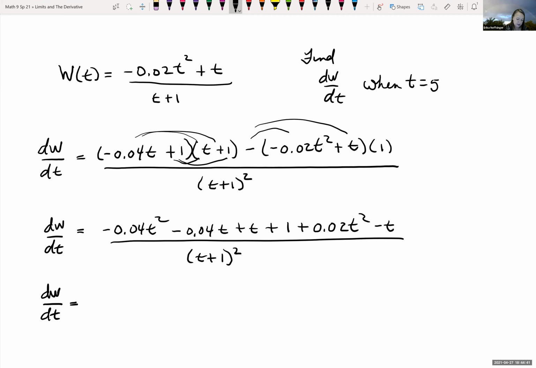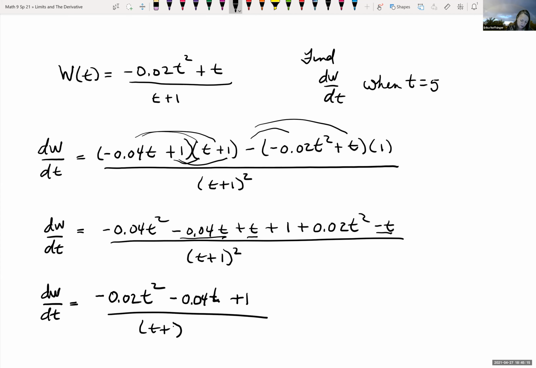So combining like terms, I have a negative 0.04 T squared plus a 0.02 T squared. So that's going to give me a negative 0.02 T squared. Here I have a negative 0.04 T plus T minus T. So actually we'll be left with a negative 0.04 T. And then I have this plus 1, all over T plus 1 quantity squared. And we want to find this when T is 5.